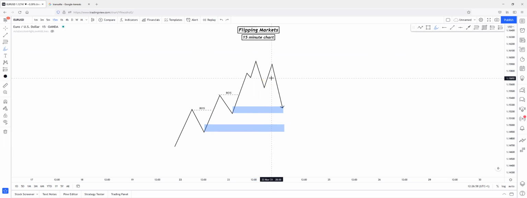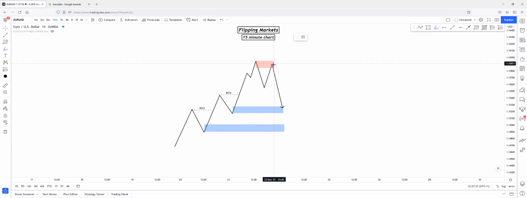So after a change of character, price will automatically create a zone, either a supply or demand zone. But we'll talk about change of character in the entry units. Okay, so after a change of character, price created a supply zone because it changed character to the downside. This means supply is in control now. I will just draw a supply zone right here.